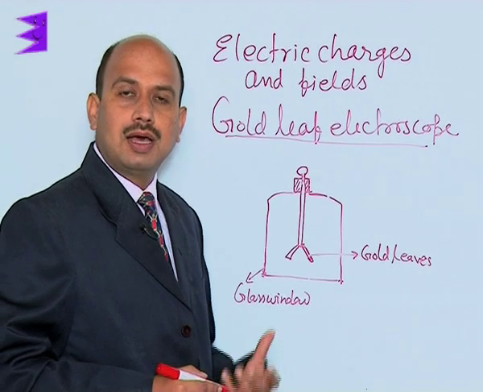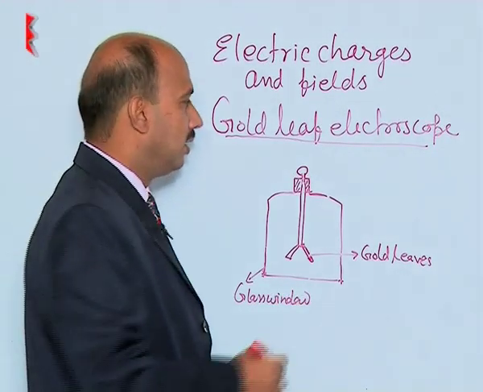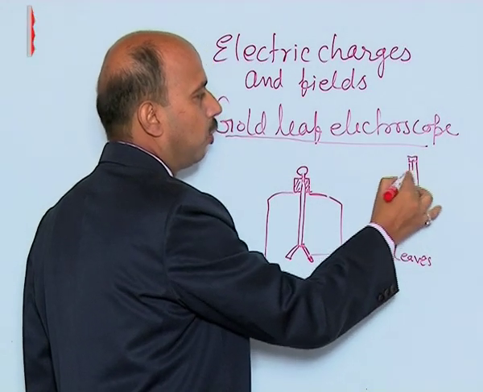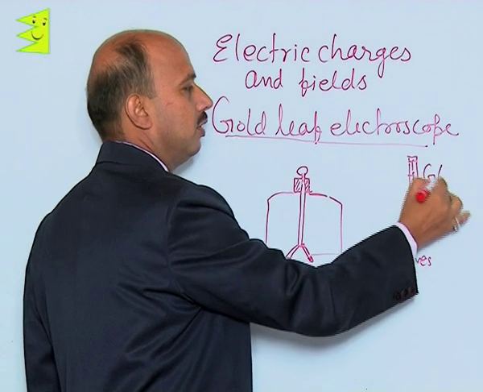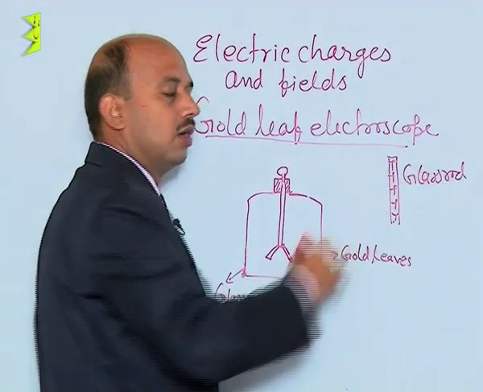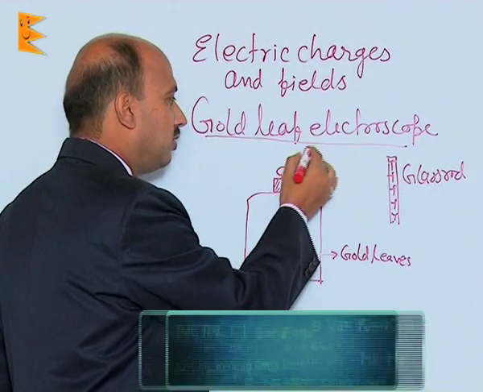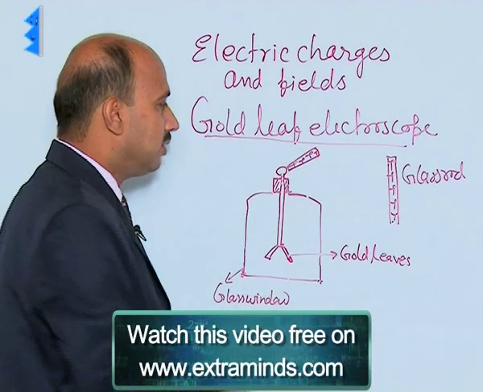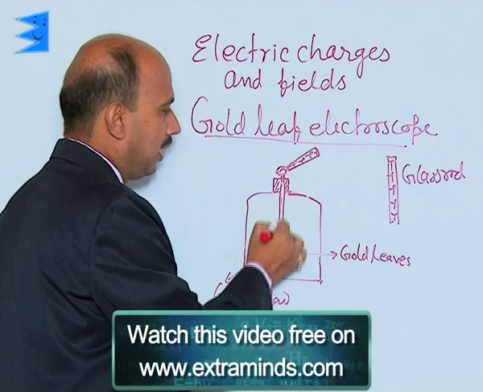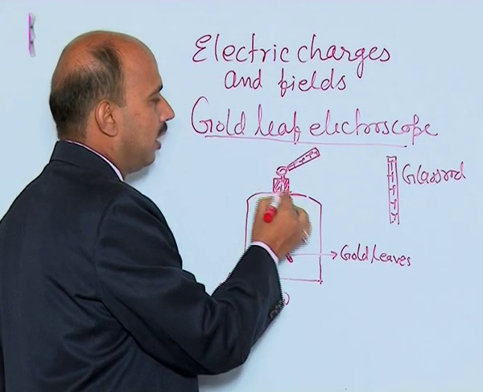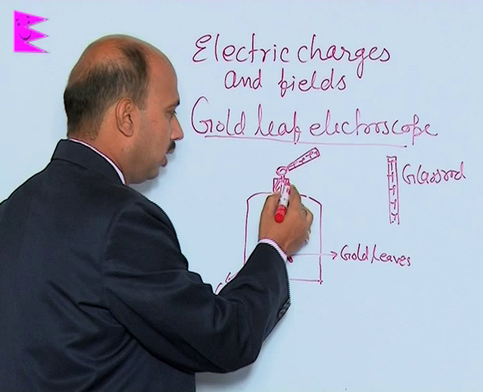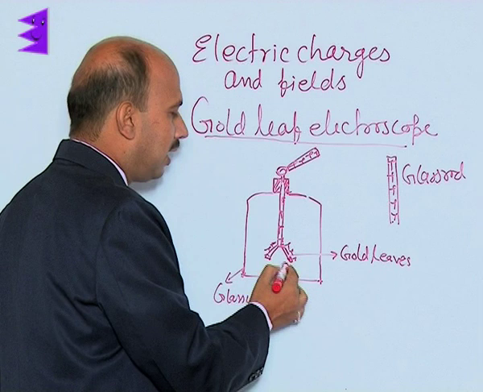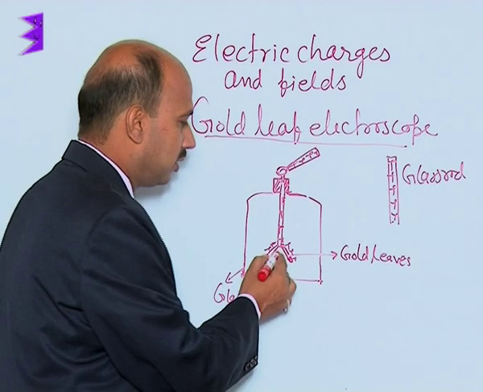Suppose you take a glass rod and rub it with a silk cloth. When it is rubbed with the silk cloth, the glass rod attains positive charge. Now, when the glass rod is touched to this, it becomes positively charged. This is a metal disc and this is the metallic rod. This part is an insulating material, a stopper. So, everything here gets positively charged, and there are very thin gold leaves at the end.